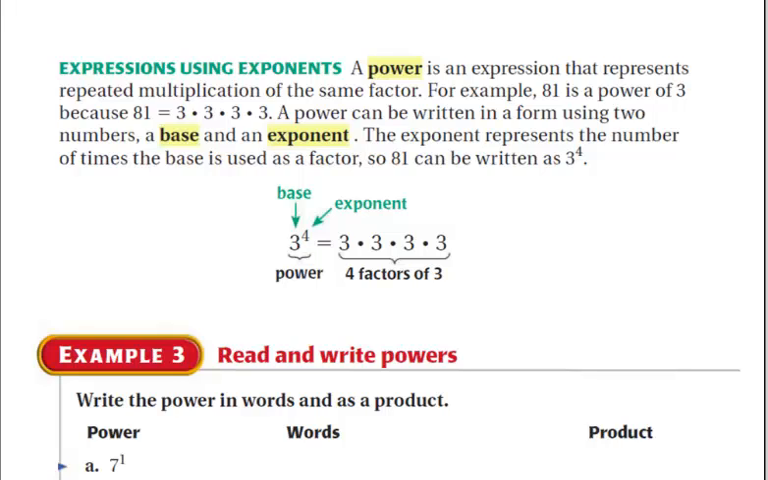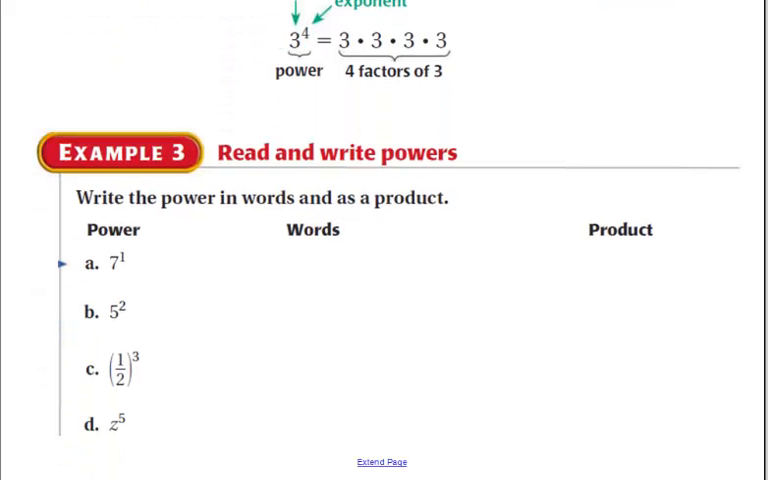So as you see, we have the example of an exponential number. On example 3, the question is asking us to write the exponential numbers in 2 different forms. One of them is words, the other one is product. So let's do the first one. The first one is 7. So what's the power of 7 in here? 1. 7 to the 1st power. Since we multiply 7 by itself one time, we multiply only one 7, then the answer is just 7.